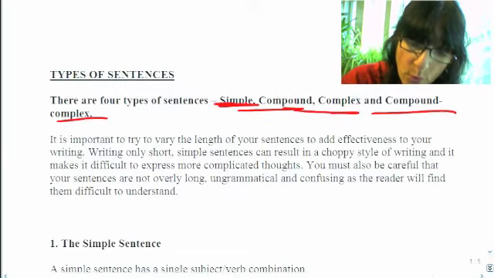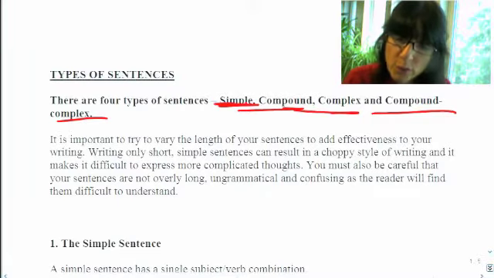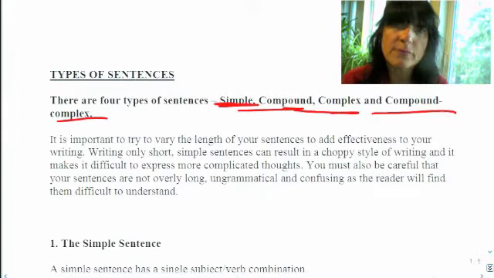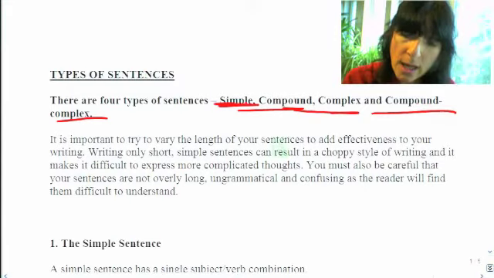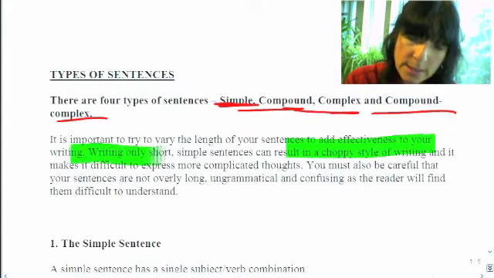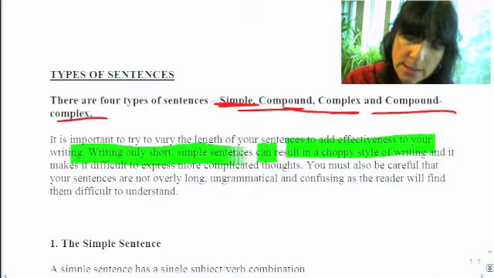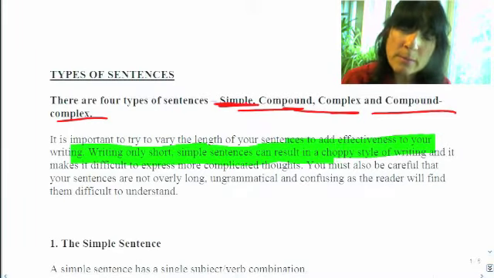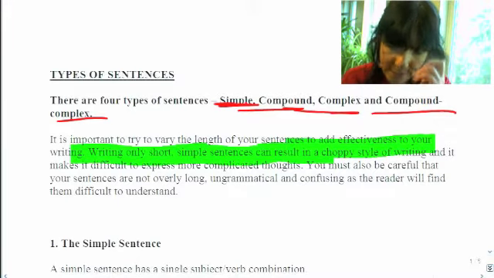Now it's very important in your writing that you try to vary the length of your sentences because this will add effectiveness to your writing. And if you just write in simple sentences, it makes your style more juvenile. It also can make your writing very choppy in its style. And as well, if you write in different sentences, you can express more complicated thoughts and more complicated ideas.